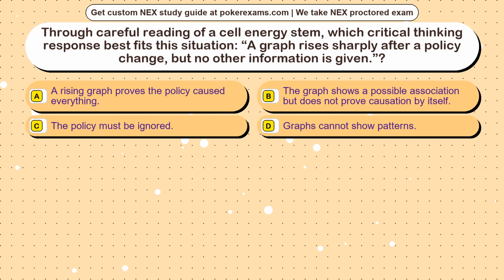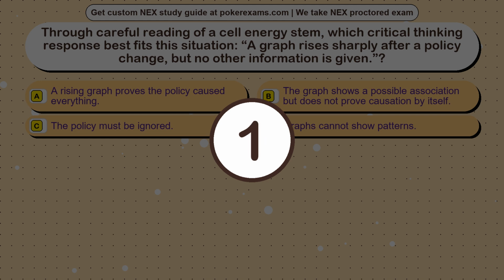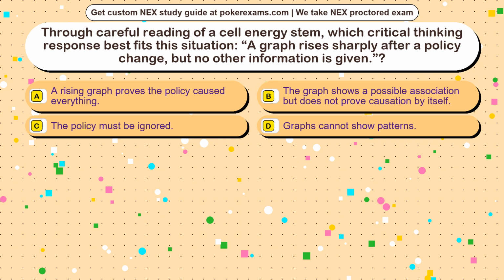Question 25. Through careful reading of a cell energy stem, which critical thinking response best fits this situation? A graph rises sharply after a policy change, but no other information is given. Option A. A rising graph proves the policy caused everything. Option B. The graph shows a possible association but does not prove causation by itself. Option C. The policy must be ignored. Option D. Graphs cannot show patterns. The correct answer is option.